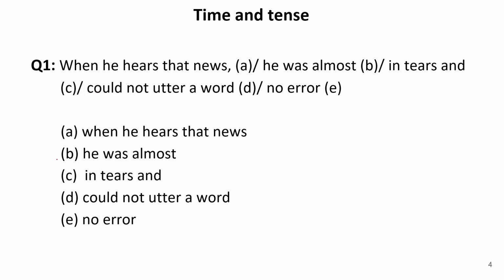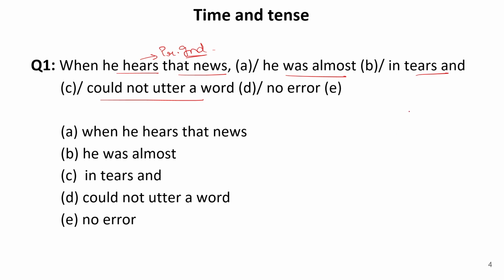Question number 1 is: when he hears that news, he was almost in tears and could not utter a word. Now, if we see the sentence carefully, in the first part it is written, when he hears the news. Hears means that the sentence is in present indefinite tense. And present indefinite we always use when something happens repeatedly, a number of times, or on particular intervals.